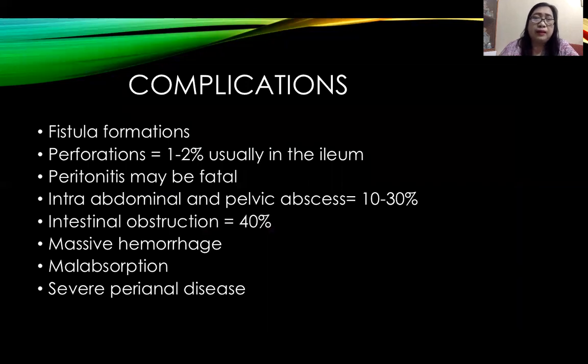So what are the complications? Complications are as follows: fistula formation, perforation. Perforation usually happens in the terminal ileum. You may develop peritonitis, but once you develop this, it is said to be fatal. Your intra-abdominal and pelvic abscesses are common. It happens in 10 to 30%. And of course, intestinal obstruction due to stricturing is more common than the development of abscesses. Massive hemorrhage can also be appreciated, malabsorption, and severe perianal disease.